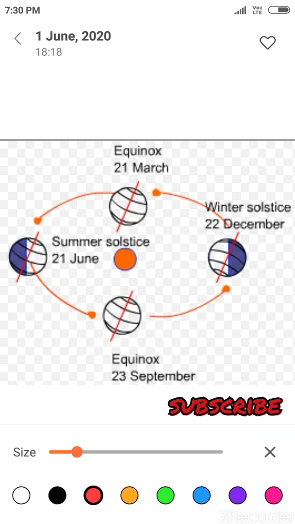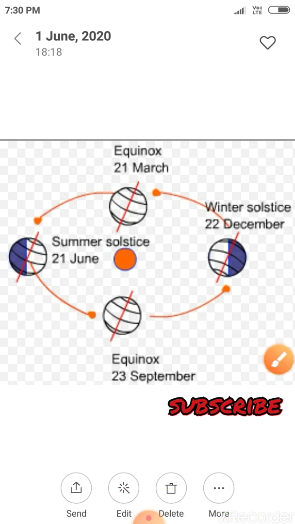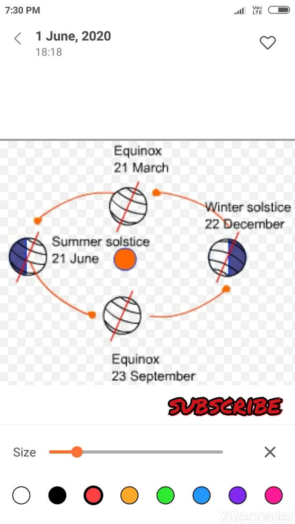Look at this picture. This is the northern hemisphere and this is the southern hemisphere. I think this is clear to all. Moving to the next one, winter solstice. This one is the winter solstice. The winter solstice is the position of the earth when the southern hemisphere has long days and shorter nights. This one is the southern hemisphere and it gets more sunlight. That's why it has long days and shorter nights.